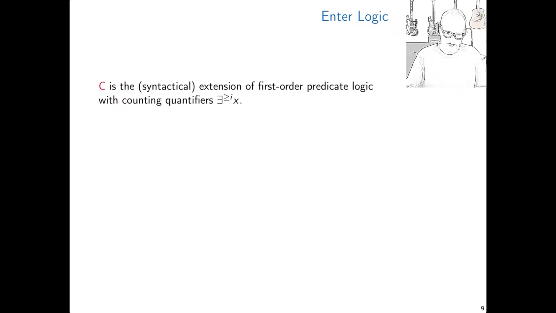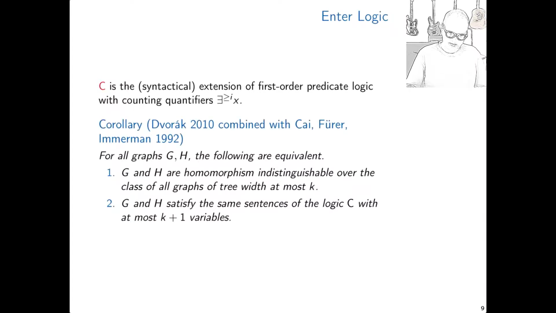but it lets us define new interesting fragments of first order logic that we want to study here. And the first one is the fragment that uses a bounded number of variables, and again as a corollary of Dvorak's results, now combined with an old result due to Seiführer and Immermann, we obtain that two graphs are homomorphism indistinguishable over the class of all graphs of tree width at most k, if and only if they are equivalent in the k+1 variable fragment of this logic. That is, they satisfy the same sentences of this logic with at most k+1 variables.